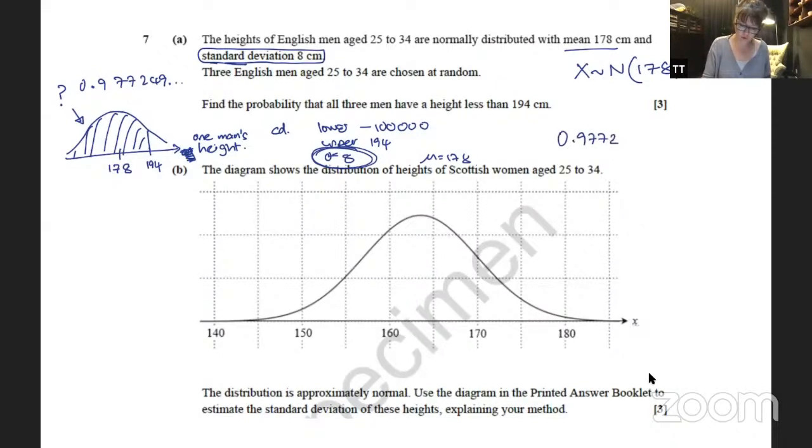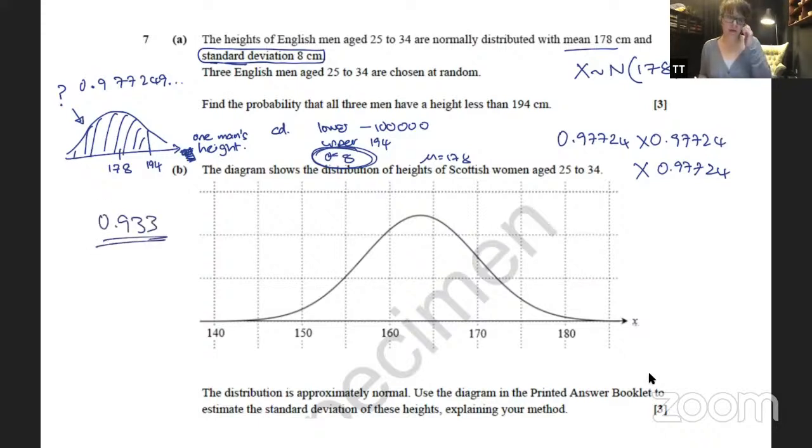you and you and you. Cubed. We're going to cube the answer. Answer is 0.933. Is that okay?